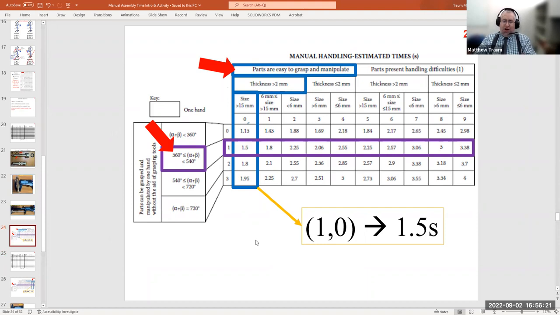So it turns out that this chart is set up so that each one of these individual cells has a 2-digit code that uniquely represents it. So this process happens to be a 1,0 process. And when you represent it, you represent it like this in parentheses with the row number first and the column number second. And what that does is it allows somebody looking at your analysis to figure out exactly where you were on the Boothroyd and Dewhurst charts to determine what your thought process was. So a 1,0 process is a 1.5 second process.